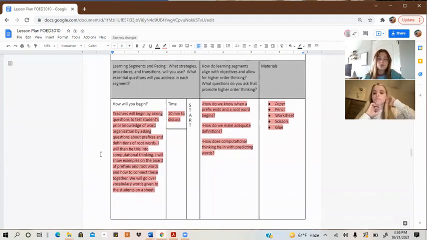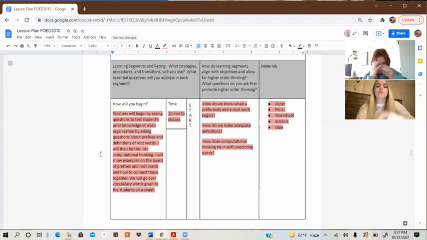So for the actual part of the lesson, we will start by asking the students questions to test their prior knowledge, a basic starting point, by asking questions about the prefixes and root words. We'll tie this into computational thinking and how to decompose words and think through them. We'll show examples on the board of prefixes and root words and how they connect together. And then we'll go over the vocabulary words that we will be giving them on a worksheet. Then we'll give about 10 minutes to discuss before we start the lesson.